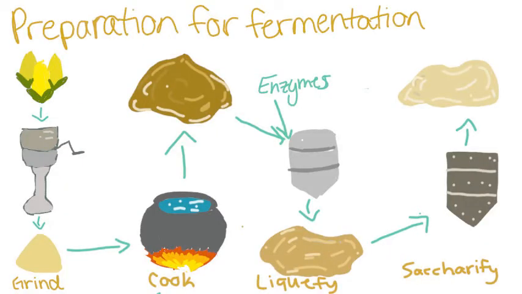First, the corn must be prepared for fermentation. This means grinding the corn, cooking it to become a viscous liquid. Then this must be thinned out. Typically, this is done by enzymes. Next, this thinned liquid goes through a process called saccharification, which breaks down the complex carbohydrates and sugars in corn into monosaccharides like glucose. This liquid is now ready for fermentation.